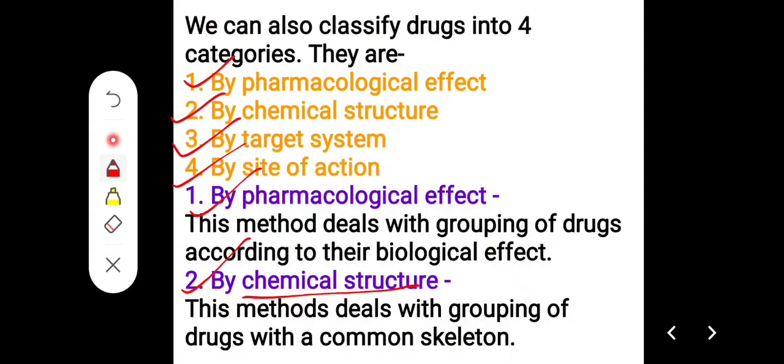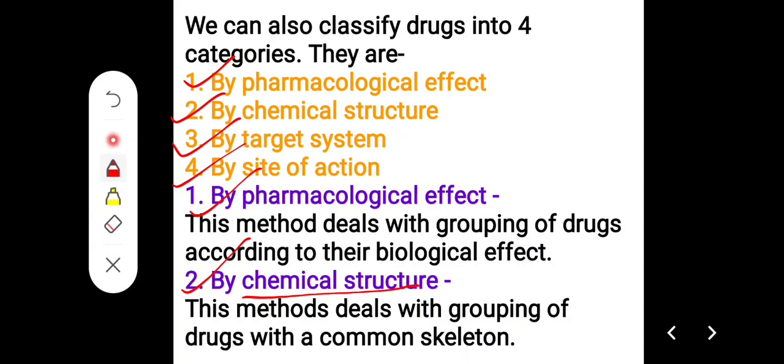Next, we can also classify drugs into four categories: by pharmacological effect, by chemical structure, by target system, and by site of action. By pharmacological effect, this method deals with grouping of drugs according to their biological effect, because all drugs or medicines do not have the same properties or the same biological effect.